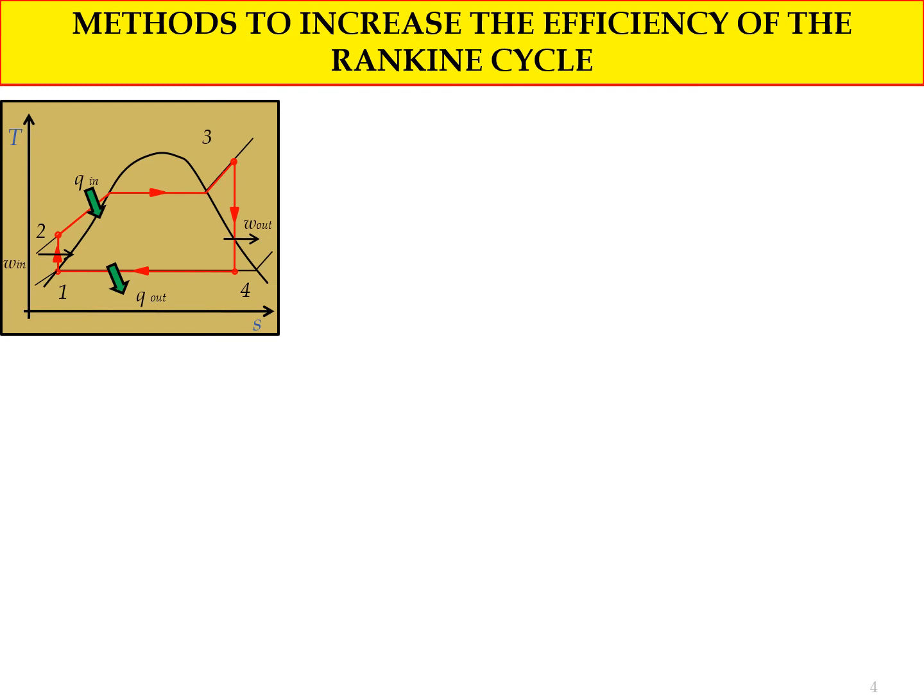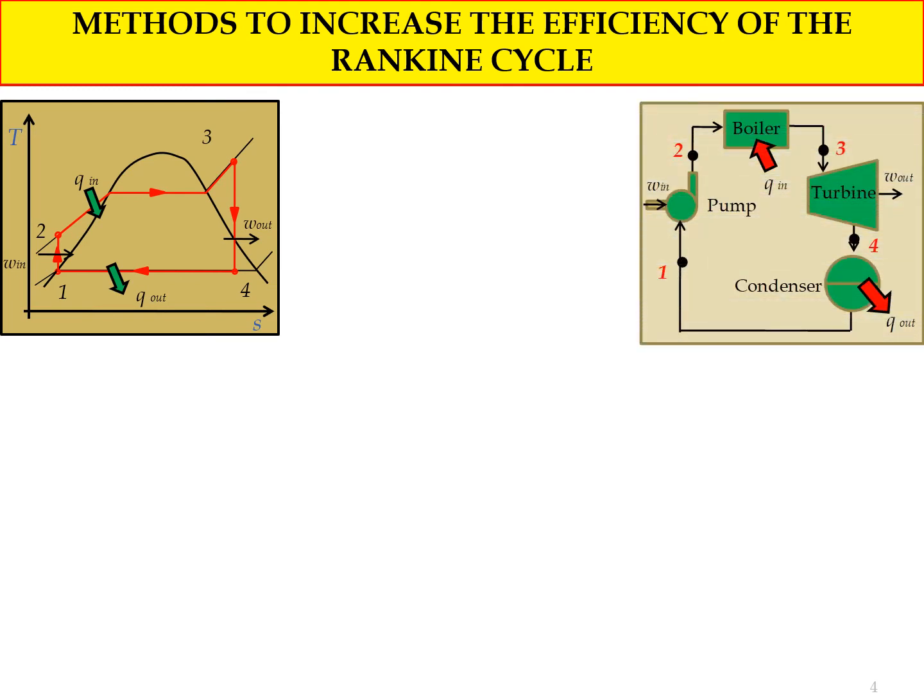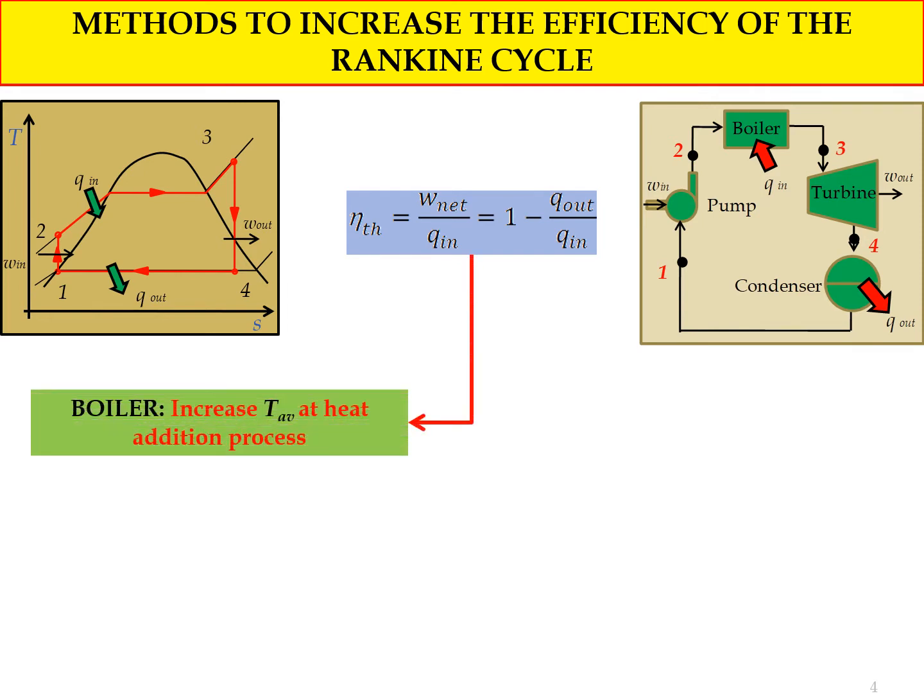So this is the TS diagram of the Rankine cycle, and this is the simplified diagram of the actual vapor cycle. As we all know, in the previous slide, I already explained the thermal efficiency of this Rankine cycle, which is equal to work net divided by Q in. It is equal to 1 minus Q out divided by Q in. And as we all know, we can increase the thermal efficiency by first increasing the average temperature at the heat addition process, which is from process 2 to 3 there.